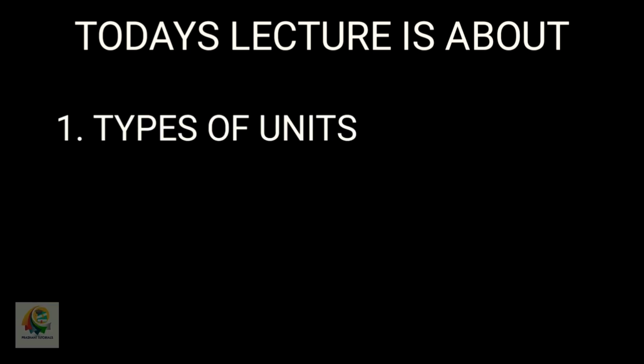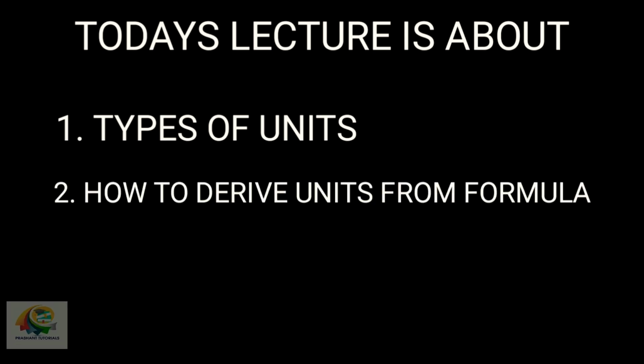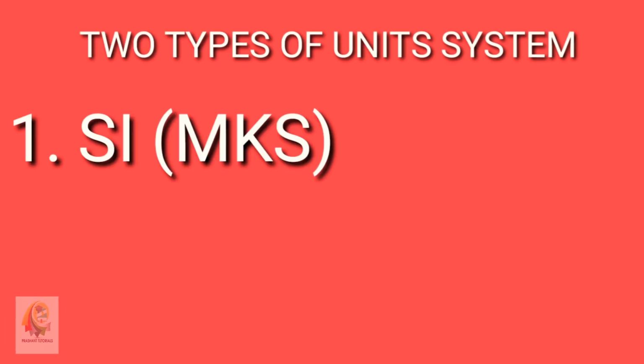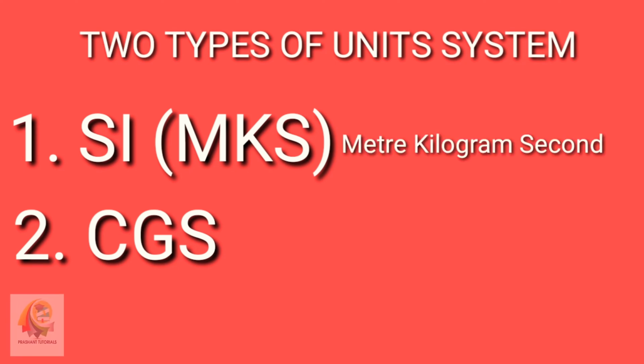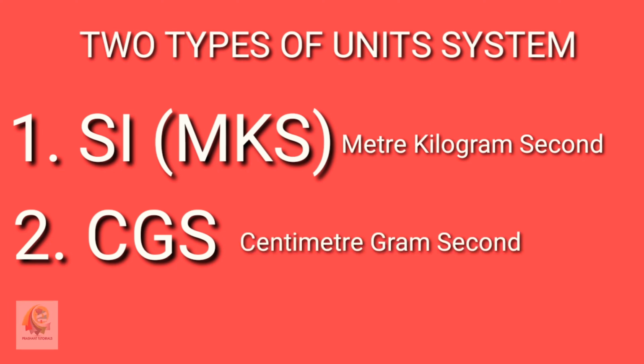In this lecture we'll see two different types of unit system and we'll derive units from some basic formulas. So let's start. There are two types of system, SI system and CGS system. SI system is also known as MKS system, which has the full form meter, kilogram, second, and CGS has the full form centimeter, gram and second.